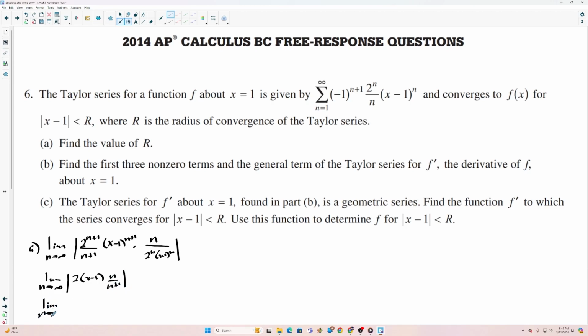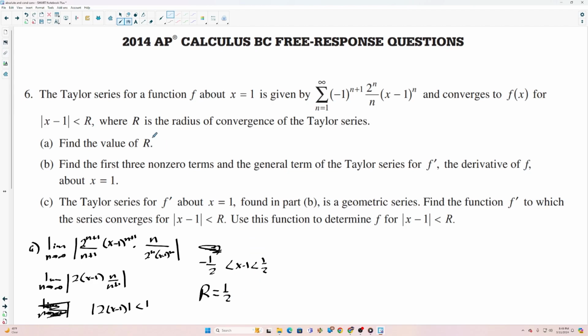So the limit as n approaches infinity, I guess I can do the limit on this now. The absolute value of 2 times (x minus 1) is less than 1. So we divide by 2: negative 1/2 less than x minus 1 less than 1/2. So the radius of convergence, r, is 1/2.